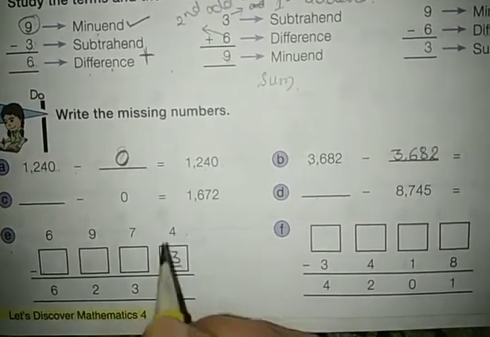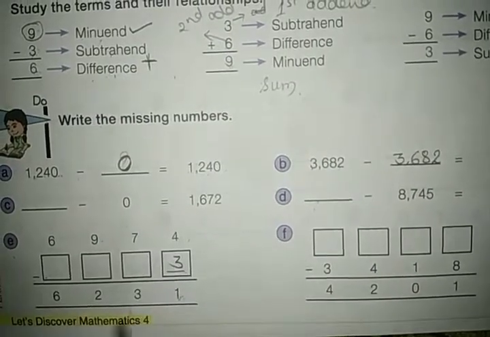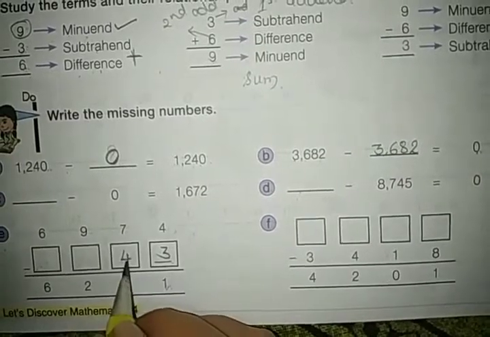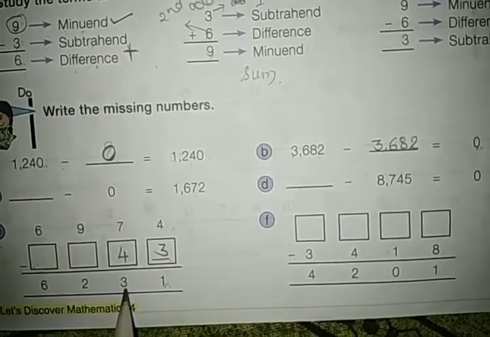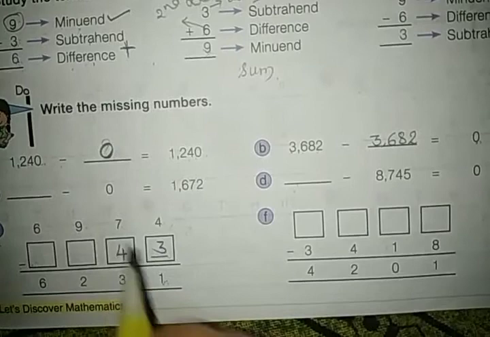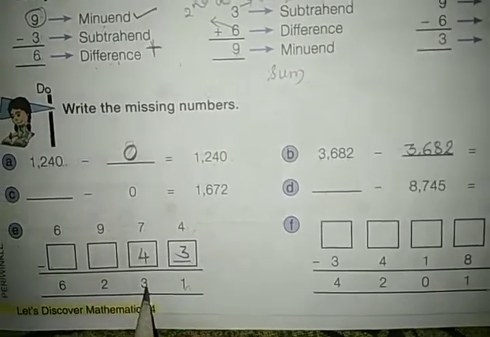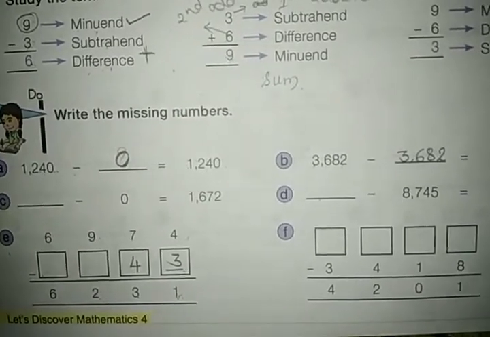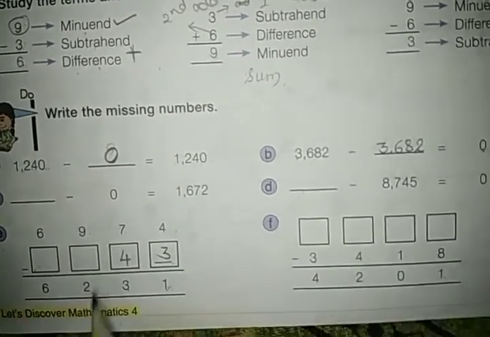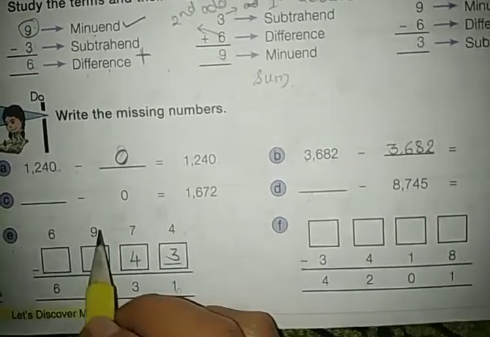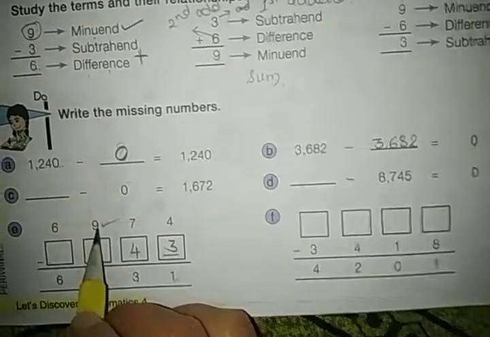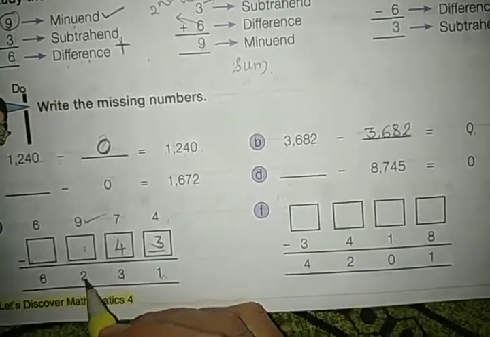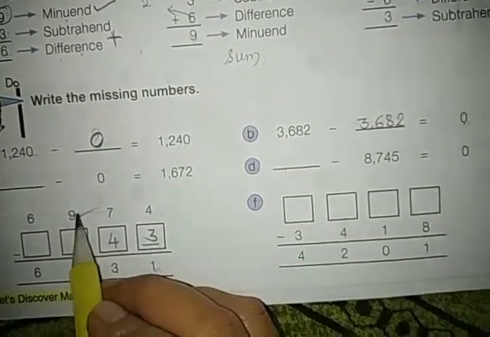Then 7 minus dash is 3. If you subtract 4 from 7, you will get the answer 3. Then 9 minus dash is 2. And remember, when you add these two numbers, you will get the minuend. You should remember that when you add the subtrahend and the difference, you will get the minuend.